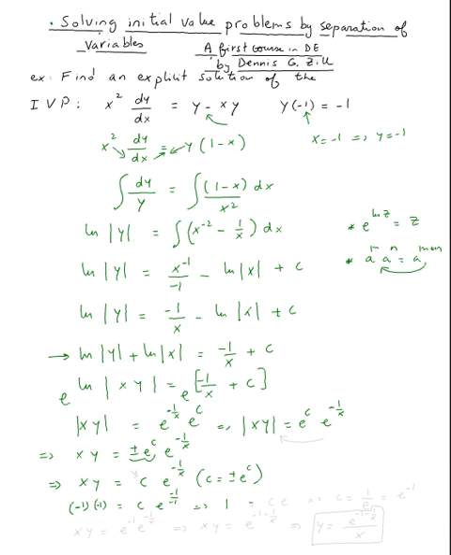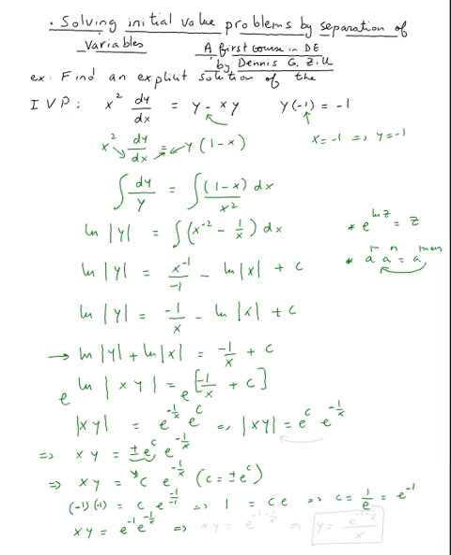This means that 1 is equal to C times e, am I right? Which means C is equal to 1 over e, which means C is equal to e to the negative 1. Now I'm going to plug it back in here. So xy is equal to e to the negative 1 times e to the negative 1 over x.